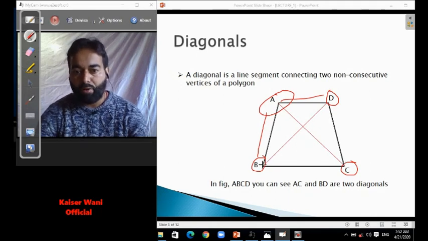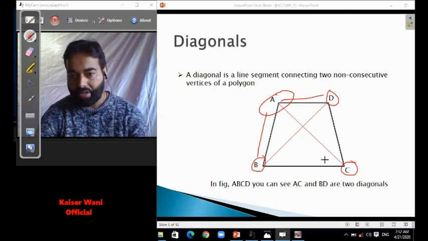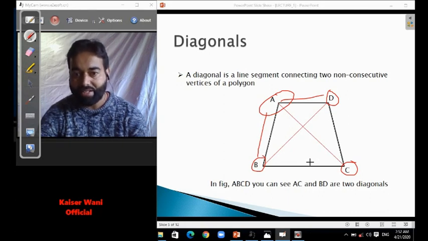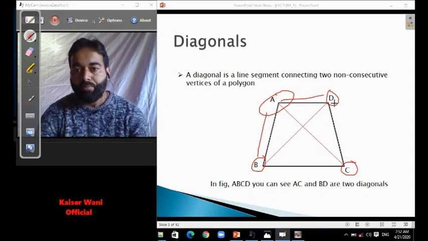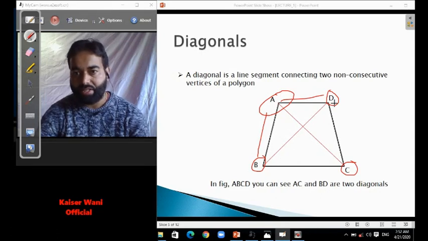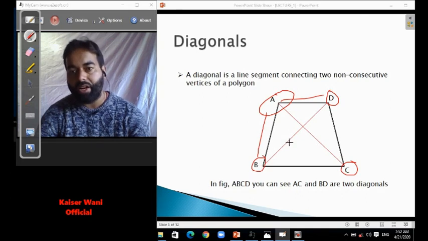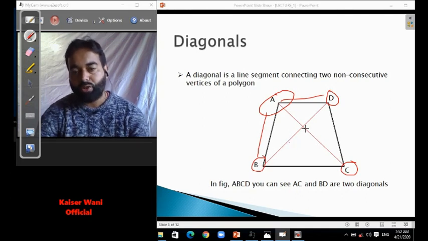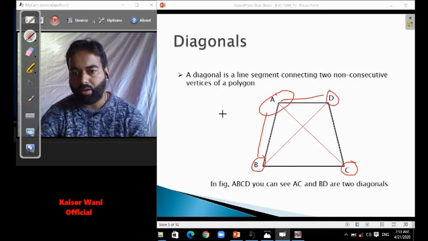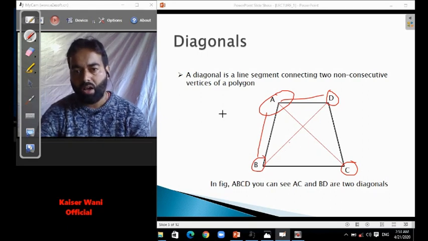Here, for B, it is directly connected with A and directly connected with C. That means A and C are the adjacent vertices for B. And D is a non-adjacent, or we can say non-consecutive, vertex. So when we connect B and D, it will also become a diagonal. So in a quadrilateral, we can draw at most only two diagonals.